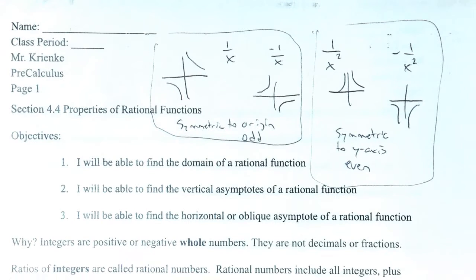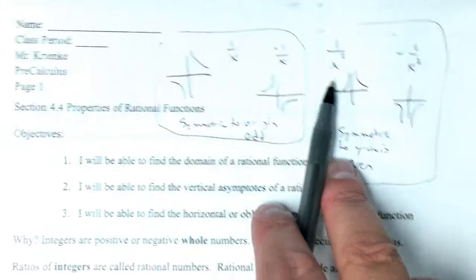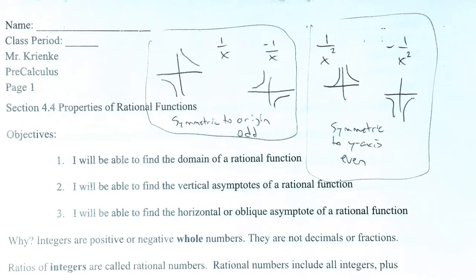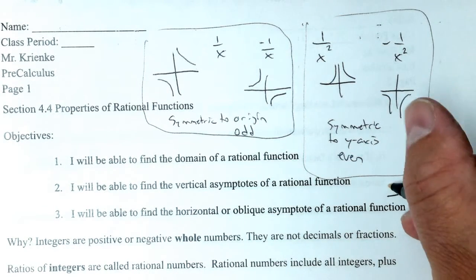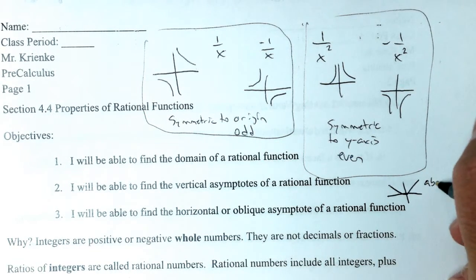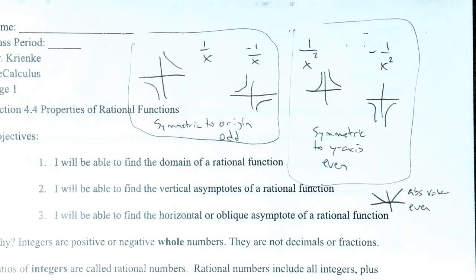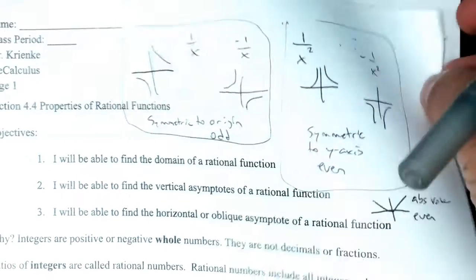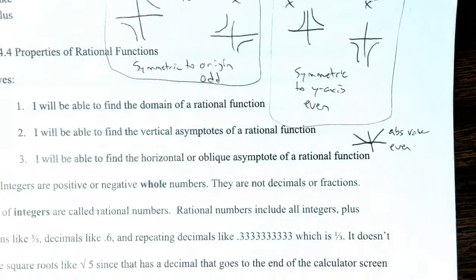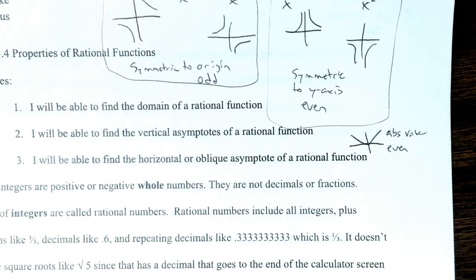Okay, it's not just because it's an exponent of 2, because we've talked about other types of functions being odd and even also. For example, the absolute value function would be even because it's symmetric to the y-axis. So it's not just based on some exponent. It's that it's symmetric to something.